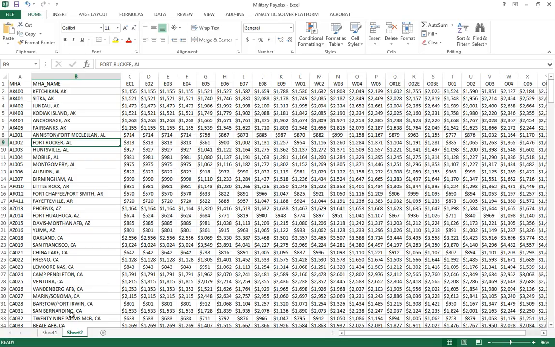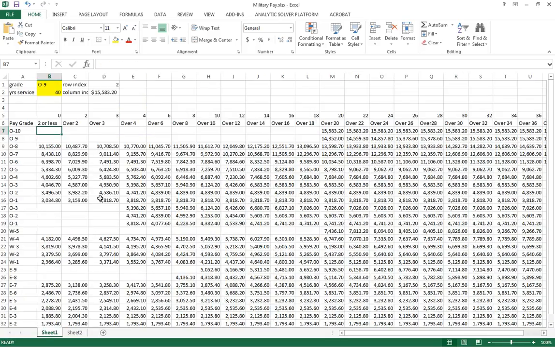Lastly, the mechanics of our model. It's going to be based on a series of spreadsheets. This first sheet is the base pay sheet, which uses V and H lookup to use their grade and years of service to cross-reference that with this data to figure out exactly what they're making per month.